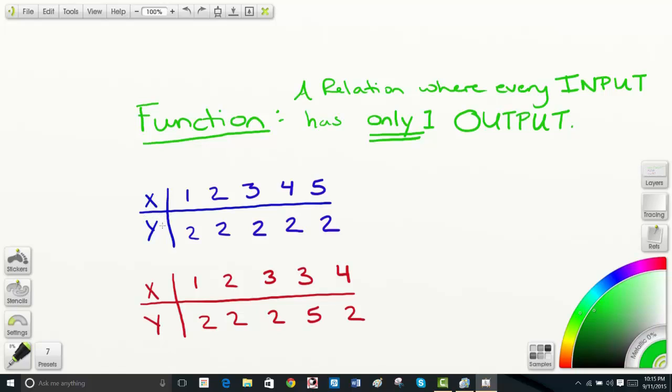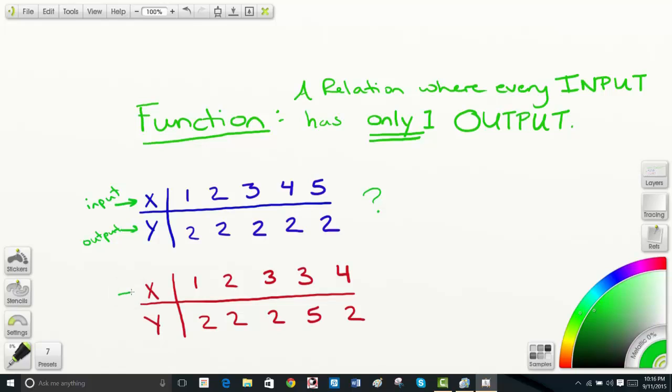In the first example, it's a bit repetitive in the output here, right? Every y value is 2. X still has 1, 2, 3, 4, 5. So we said X is the input, or the domain, and the Y is the output, or the range. So we have 1, 2, 3, 4, 5 as our possible input numbers, and no matter what we put in, we get 2 as our output. So the question is, is the repetitive nature of that okay? Can it be defined as a function or not?